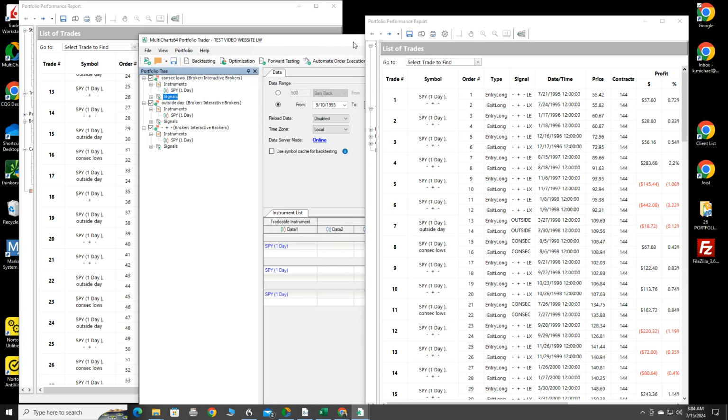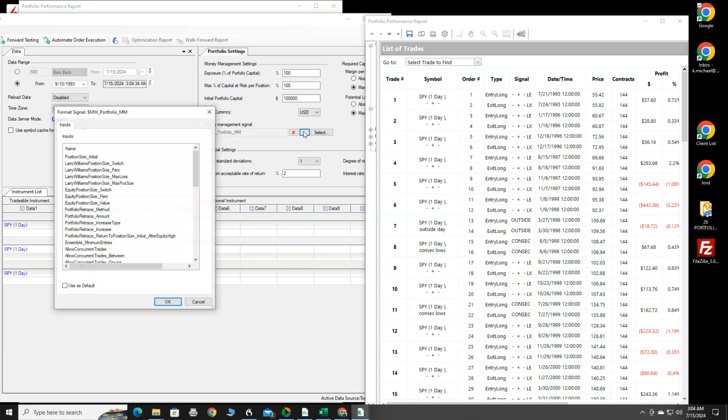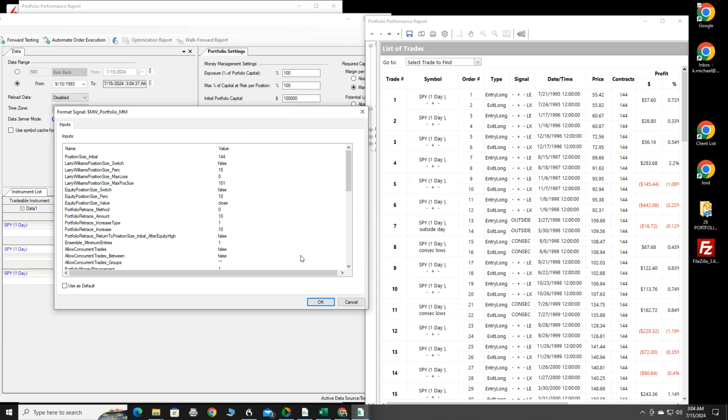Now what we did, we're going to set the portfolio for number of losses. So we're going to go in and we're going to set portfolio money management to 1. That turns it on. 0 is off, 1 is on.